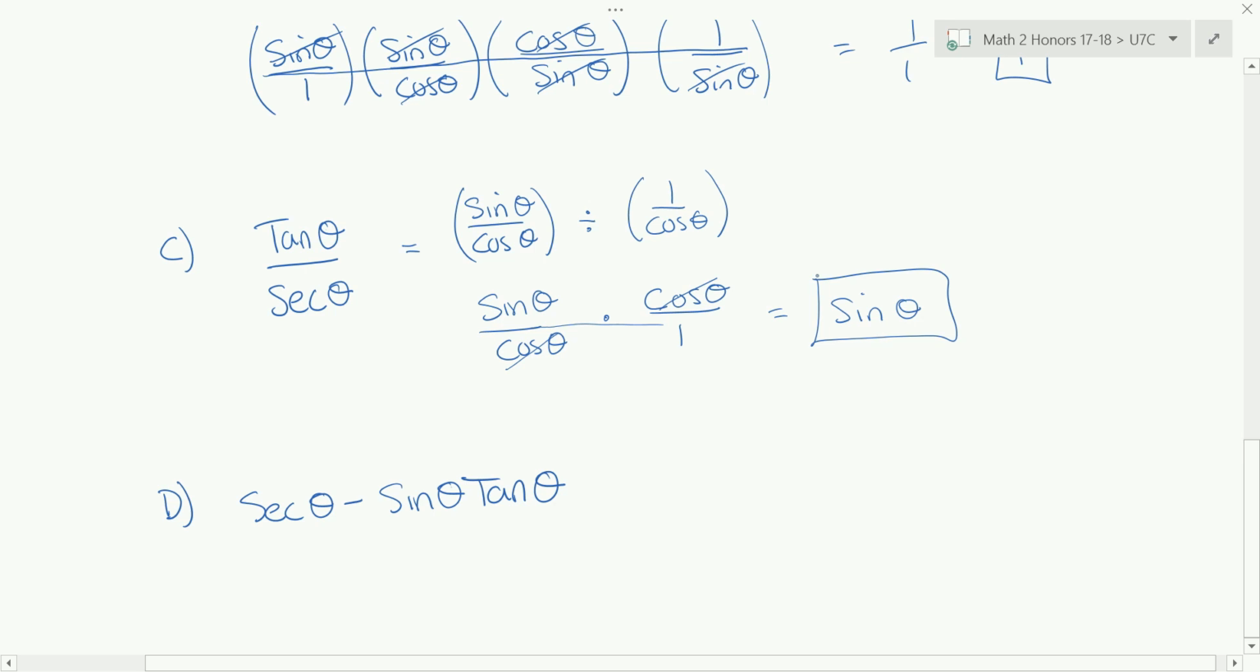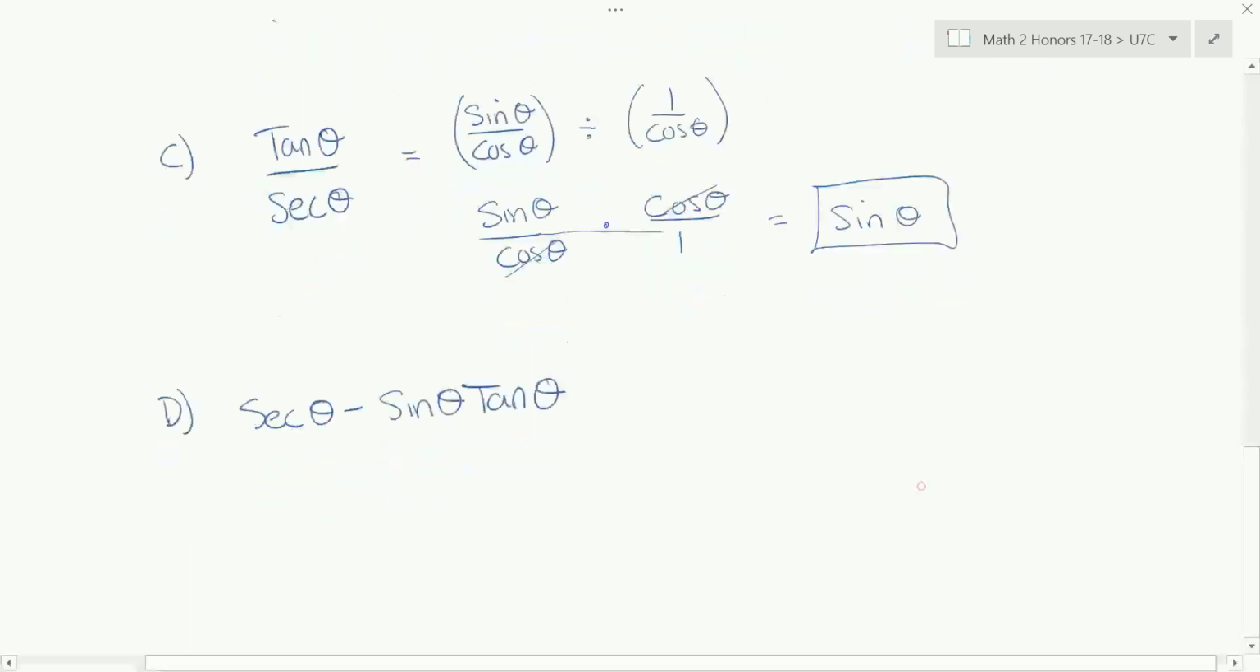How about the second one, part D? Anybody able to simplify that down? Yeah, Timothy? 2 sine minus 1 over cosine? You get something different? 1 minus sine squared over cosine. Okay.